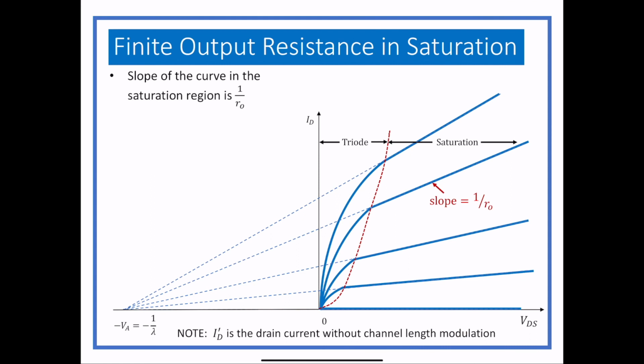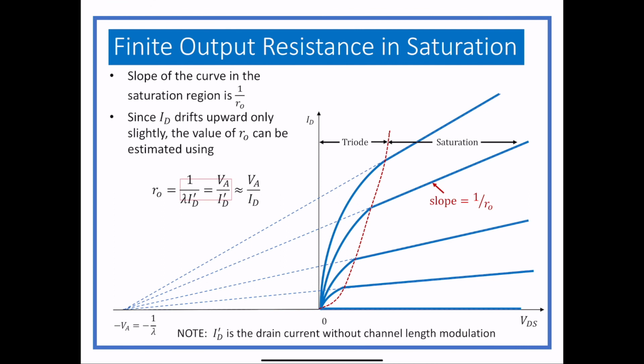So what this means is that finding the value of R out, we can take 1 over lambda ID prime, which is the current without the channel length. That's our original equation. Or we could take VA over ID prime. Or if we happen to know lambda, we could take VA over the new ID. And that's going to be different.